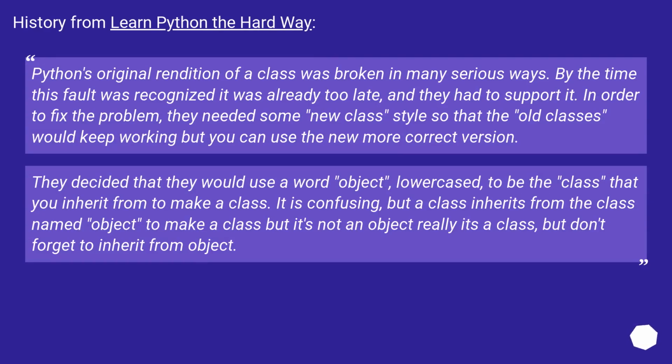History from Learn Python the Hard Way. Python's original rendition of a class was broken in many serious ways. By the time this fault was recognized, it was already too late, and they had to support it. In order to fix the problem, they needed some new class style so that the old classes would keep working, but you can use the new, more correct version. They decided that they would use a word, object, lowercase, to be the class that you inherit from to make a class. It is confusing, but a class inherits from the class named object to make a class, but it's not an object really, it's a class, but don't forget to inherit from object.